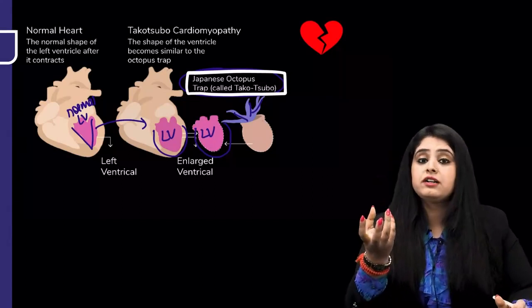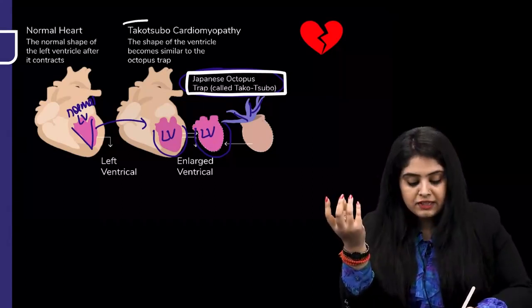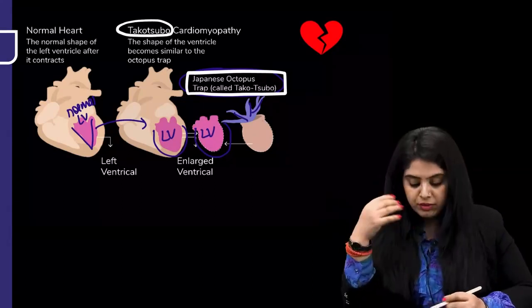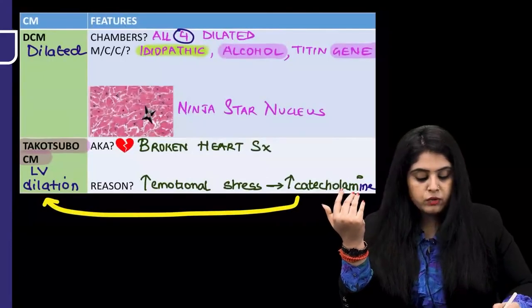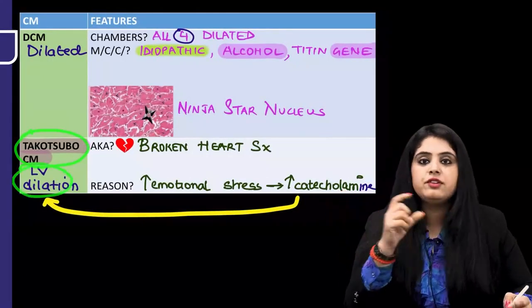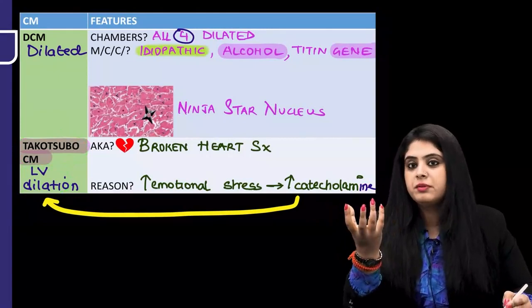So your left ventricle starts looking like a Takotsubo. That is why they called it Takotsubo cardiomyopathy. So you've understood both the names. Why do we call it Takotsubo? Because your left ventricle starts looking like a Takotsubo octopus pot.